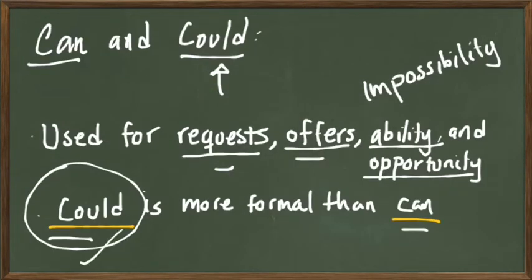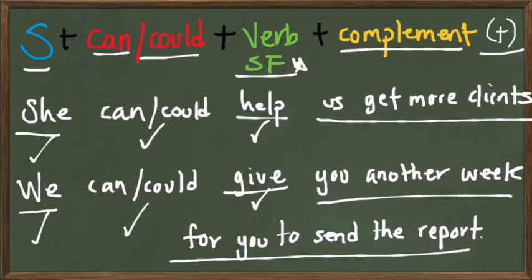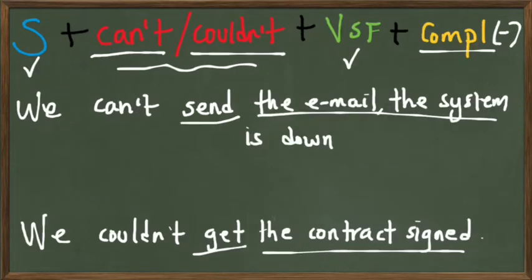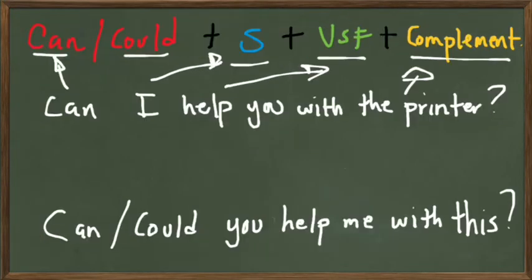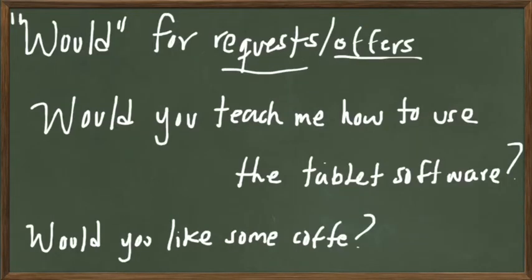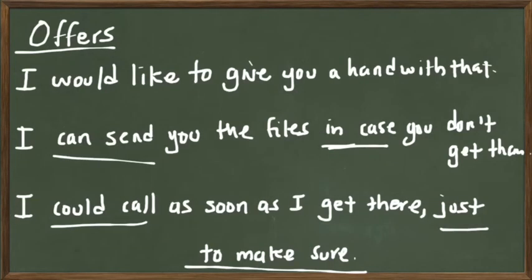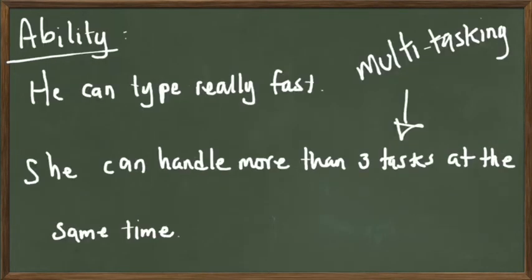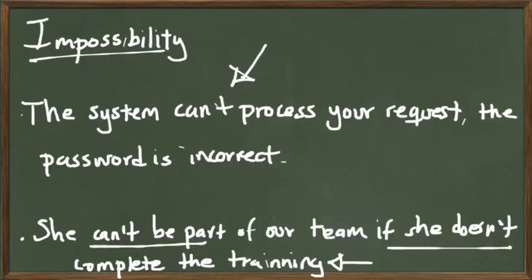Don't forget that could is more formal than can. We saw the formula. Don't forget it. It's very simple, always following the same order. Then we have the negative, just adding can't or couldn't. Also, we have the question, just making an inversion between the subject and the auxiliary. And then you have the question, could you help me? Would for requests and offers. We gave some extra examples. Make sure you use them correctly in the correct order.